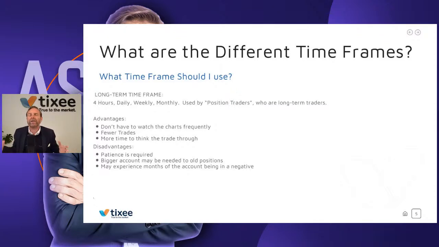These are more frequently used by position traders. You are long-term traders. Now, the advantages of being a position trader are, A, you don't have to watch the charts frequently. You're not looking at the chart every 10 seconds or every day. You don't have to constantly look at it. There are fewer trades, so there's less activity you need to do because it's longer term.